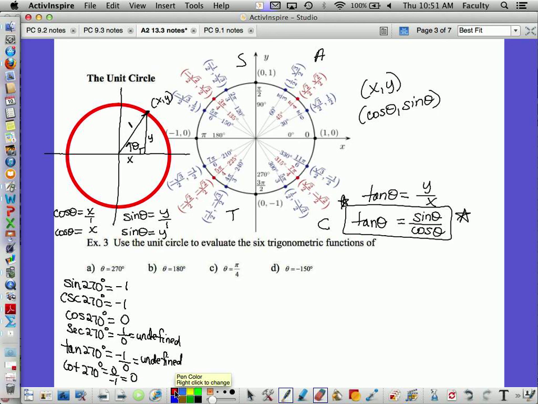All right, let's look at letter B. I'm going to do this again with 180. So I have the sine of 180 degrees. I come over here to 180 degrees. Sine is the y value, so it's 0. So cosecant 180 is the reciprocal, which is undefined.